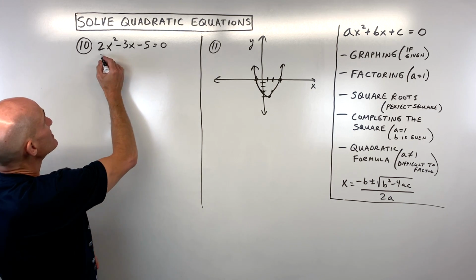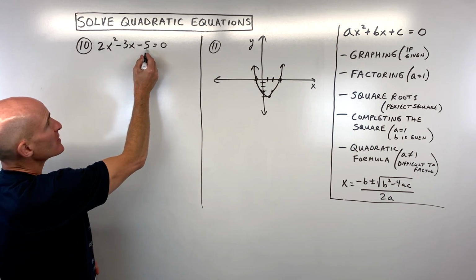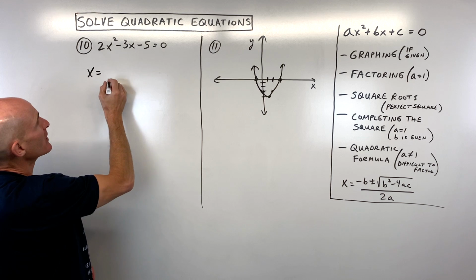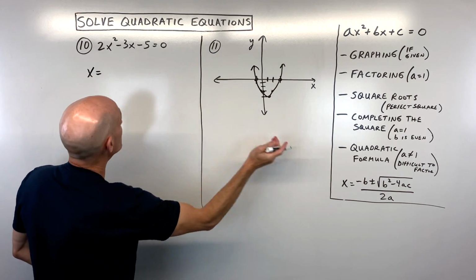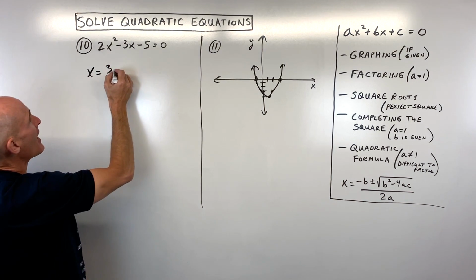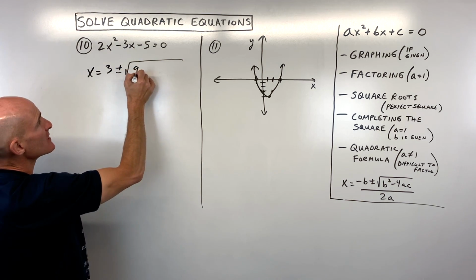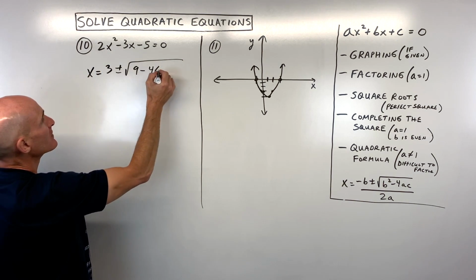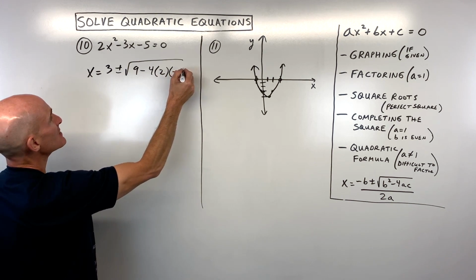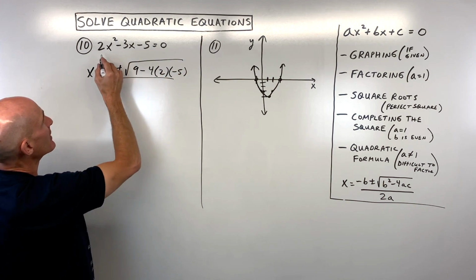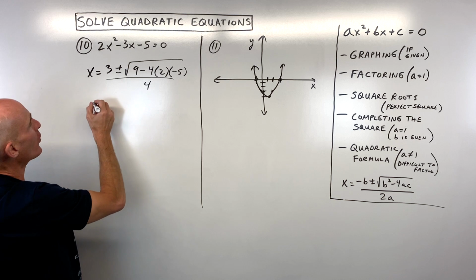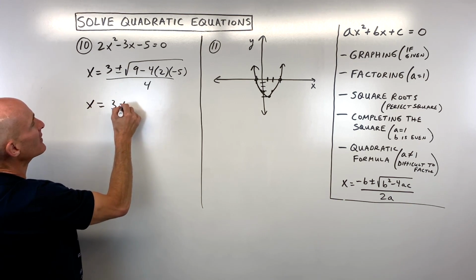So here you can see a is 2, b is negative 3, and c is negative 5. So plugging those values into our quadratic formula, the opposite of b would be positive 3, plus or minus the square root of b squared, negative 3 squared is 9, minus 4 times a, which is 2, times c, which is negative 5, all divided by 2 times a. 2 times 2 is 4.